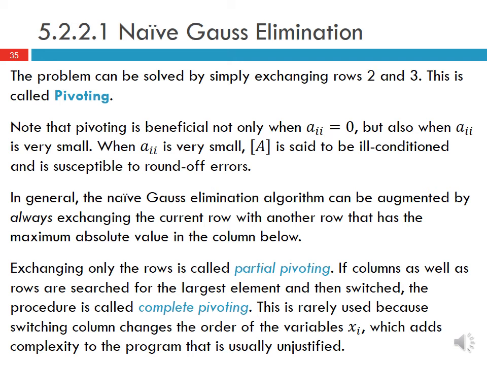It is possible to also exchange the columns if you wanted to find the largest element in both the row and the column, and this is called complete pivoting. However, exchanging the columns is rarely used because switching the columns changes the order of the variables, which adds complexity to the program that is usually unjustified. This process is usually not needed, but it is possible.